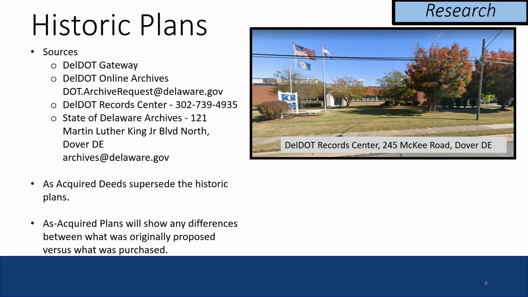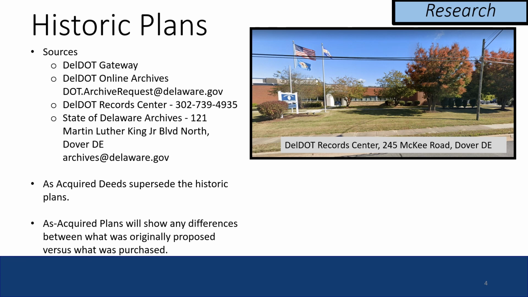The next place a practitioner can look is the DelDOT Records Center, located at 245 McKee Road in Dover, Delaware. An appointment must be made by calling 302-739-4935.